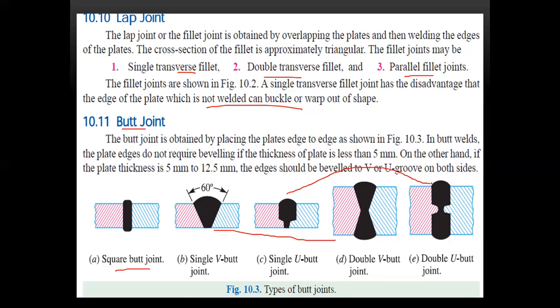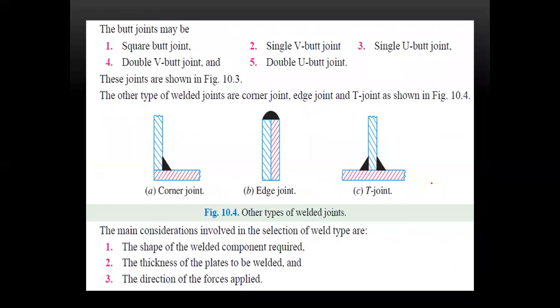So these are the various types of joints that are used in the butt joint concept. You can see the butt joints may be a square type, single V type, single U type, double V type, double U type. If you see the rods or plates that are joined with a corner joint, the edge joint, and the T joint can be shown.